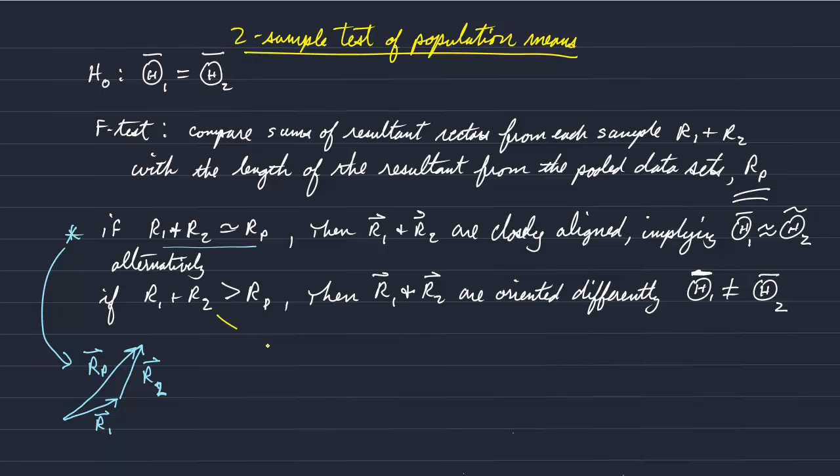And in the second situation, if the directions are very different from each other, then of course the sum of their lengths is going to be a lot greater than the length of the pooled vector. So that's the general concept. Now let me show you how to do this.